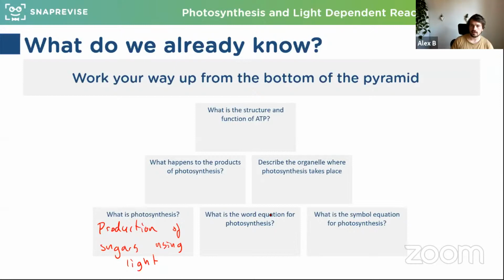Yeah, nice. So we have the word equation. Carbon dioxide. I rarely ever write that out. I always write CO2, it feels weird. Plus water goes to glucose, plus, I can't even write oxygen. I'll go straight away for O2. Oxygen.